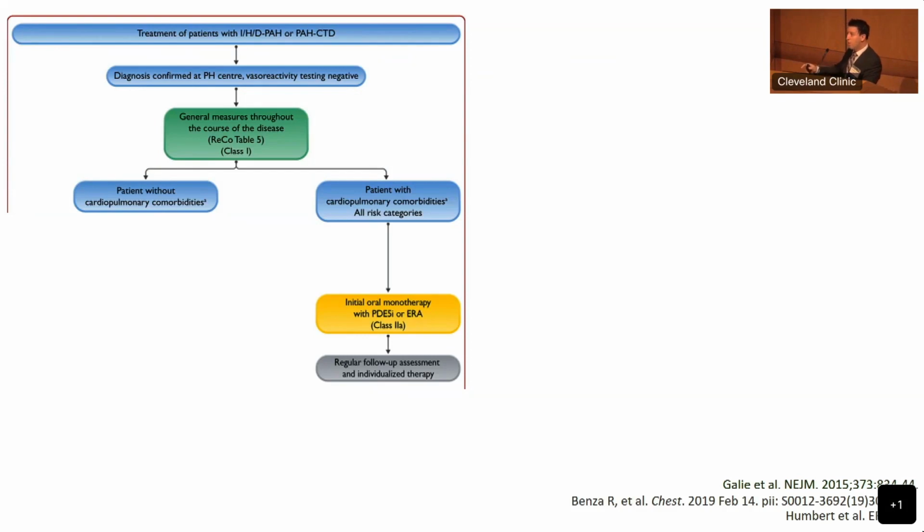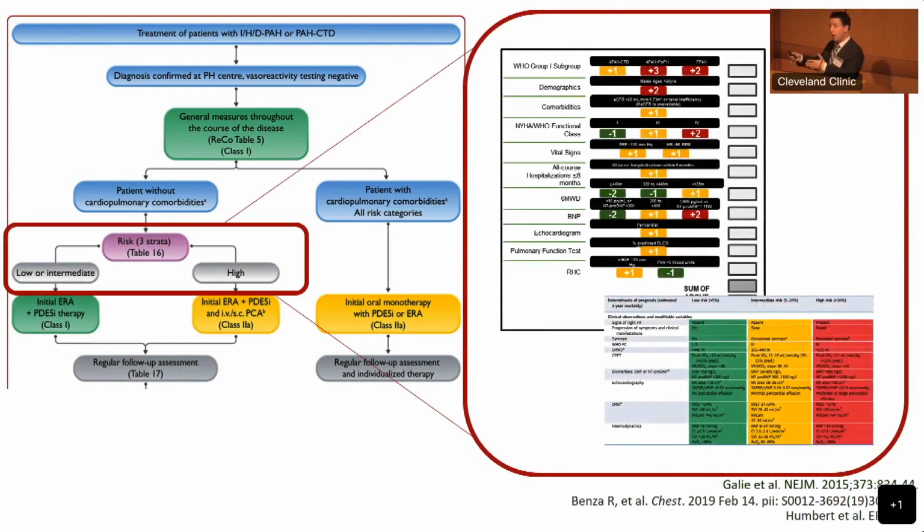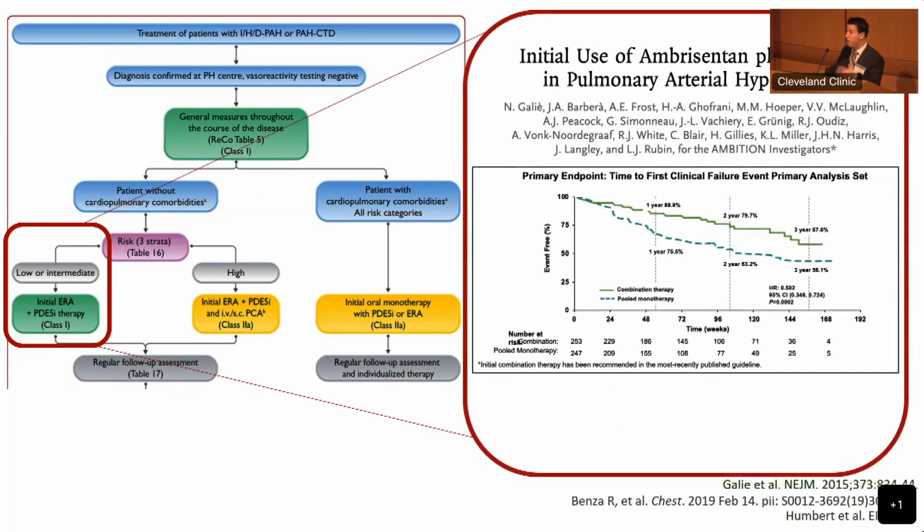Now, if the patients don't have any concerning comorbidities, this is where you risk stratify these patients at baseline. This is where using that REVEAL 2.0 calculator or the European models really comes into play, to really risk stratify what risk strata your patient is in. If your patient is low or intermediate risk, the recommendation is to treat with combination PDE5 and ERAs. This stems from the infamous AMBITION trial, which showed that combination ambrisentan and tadalafil resulted in improved clinical outcomes compared to those that were treated with monotherapy.